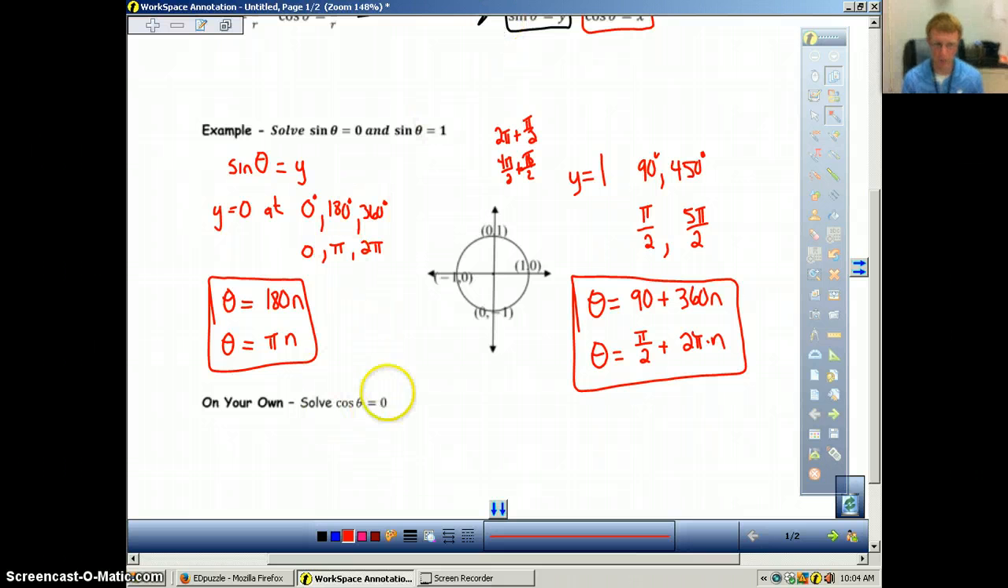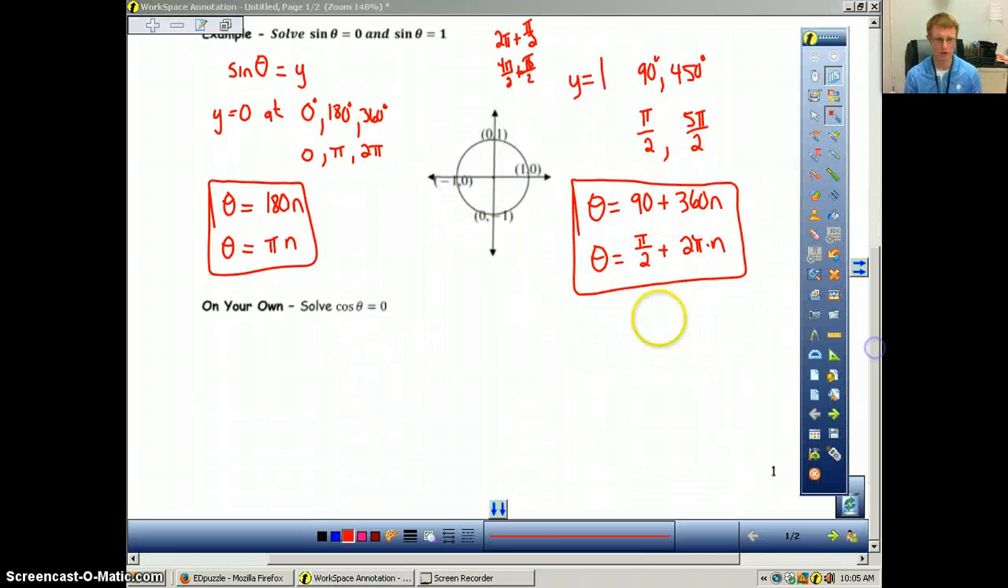Okay, so there's one that I want you to do on your own. It's the cosine of theta equals 0. Again, recall that cosine of theta is your x value, so that's going to change a little bit how this works. So let's see if you can do that on your own, answer the question, let's see how you do.